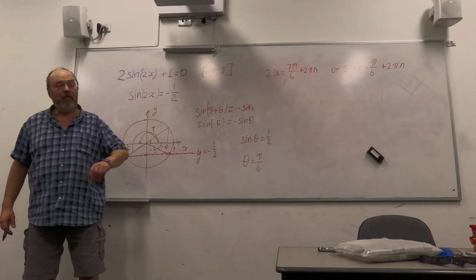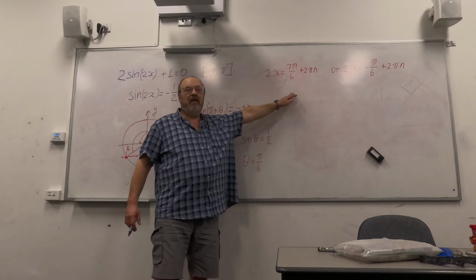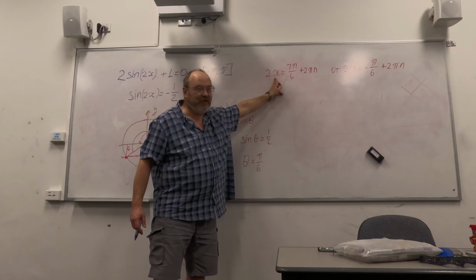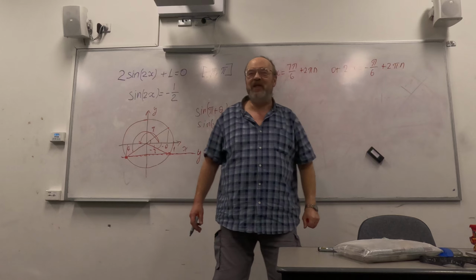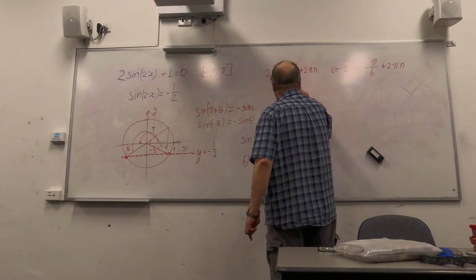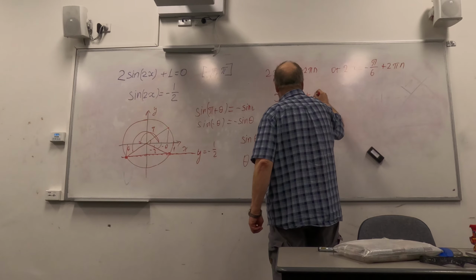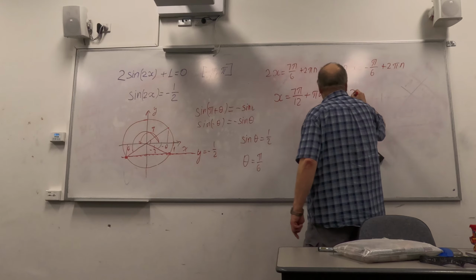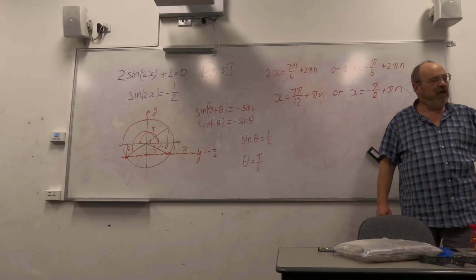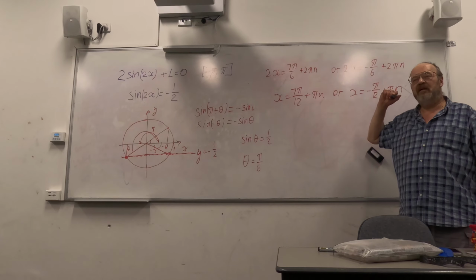We first find it, but have we found x? We found 2x, not x. So we need to divide by 2, so we get x equals 7 pi on 12 plus pi n, or x equals negative pi on 12 plus pi n. This is how I formulate it.